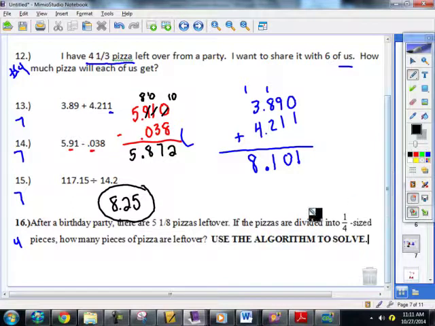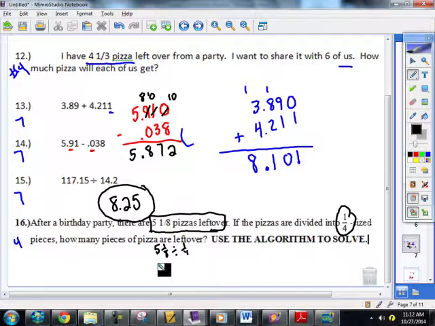Okay. And this last one here, after a birthday party, there were 5 1/8 pizzas left over. If I'm dividing it into 1/4 size pieces, how many pieces are there? Obviously, the wording kind of gives this one away. 5 1/8 divided by 1/4. So it's going to be 41/8 divided by 1/4, which becomes 41/8 times 4 over 1, which is going to give us a really, really large number, which is 164 over 8.